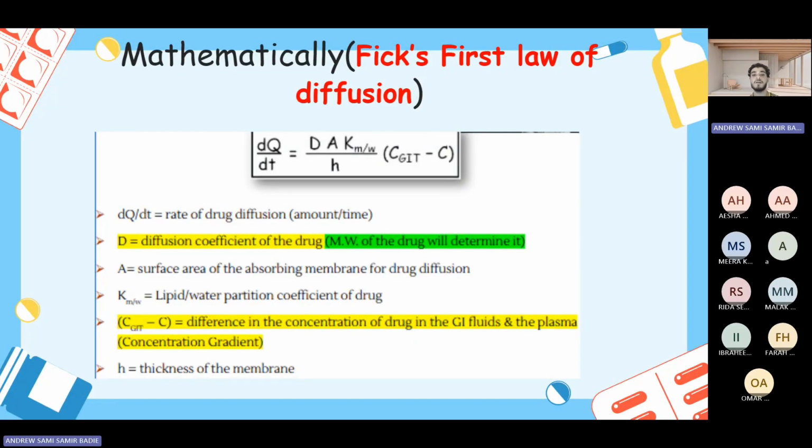Again, A is surface area. So if you have a higher surface area, it's going to make it easier to dissolve. And again, the important thing is the difference of concentration of the fluid. For example, you're comparing the concentration of the stomach to the blood. If you have high concentration of drug inside the blood and low concentration in the stomach, it's going to make it harder. So if you have high in the stomach and low in the blood, it's going to make it easier. If you have high in the blood and low in the stomach, or equal in the stomach, it's going to make it harder to diffuse.